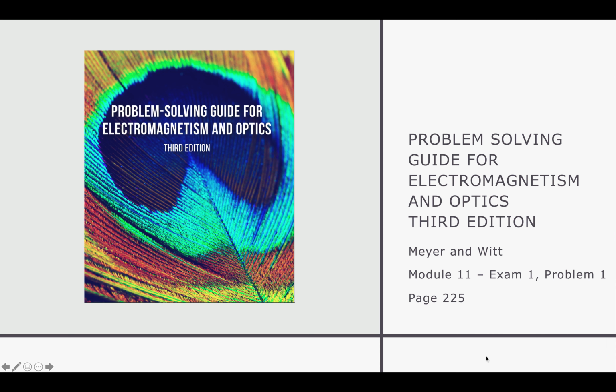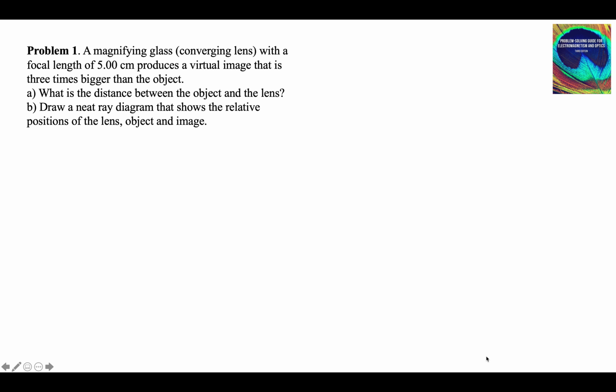This is a walkthrough of Problem 1 on Exam 1 of Module 11 in the book Problem Solving Guide for Electromagnetism and Optics. Problem 1: the magnifying glass has a focal length of 5 centimeters. It produces a virtual image that is 3 times bigger than the object. What is the distance between the object and the lens? Part B, draw a neat ray diagram.